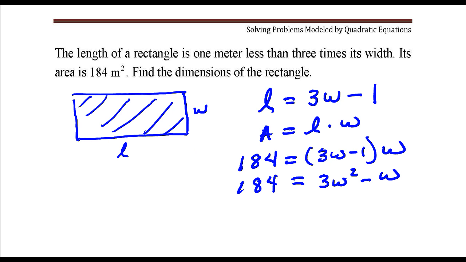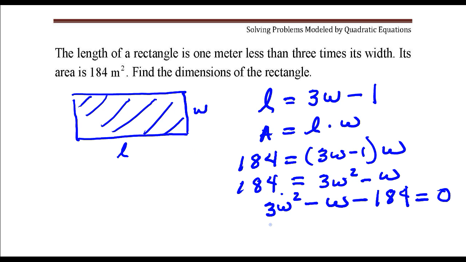Then the next thing is to put all the terms on one side of the equal sign. So if I subtract 184 from both sides, I would be left with 3W squared minus W minus 184 equals 0. To solve this quadratic, I'm going to factor it.